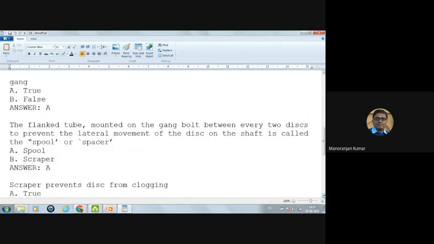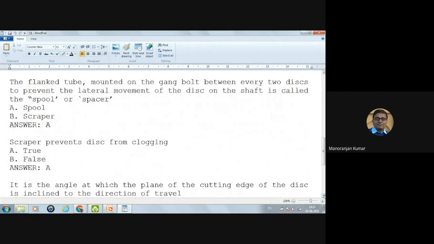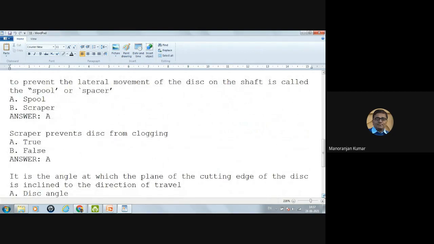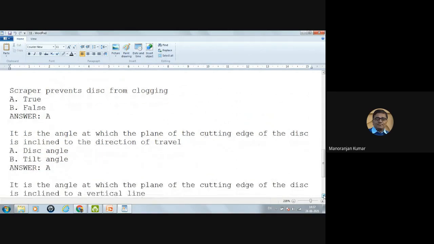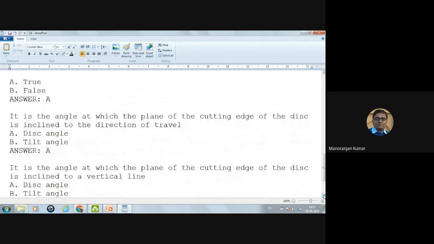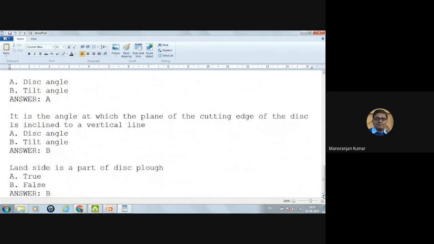A scraper prevents the disc from clogging. Yes, correct. It will remove the soil. It is the angle at which the plane of the cutting edge of the disc is inclined to the direction of travel. This is the disc angle. It is the angle at which the plane of the cutting edge of the disc is inclined to a vertical line. This is the tilt angle. Land side is a part of disc plow. No, it is incorrect. It is a part of MB plow.